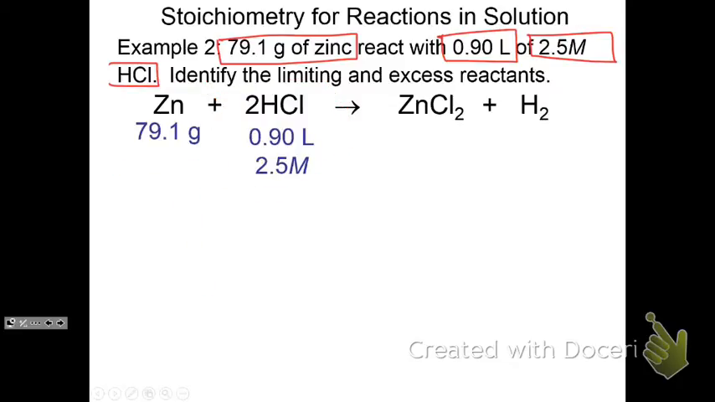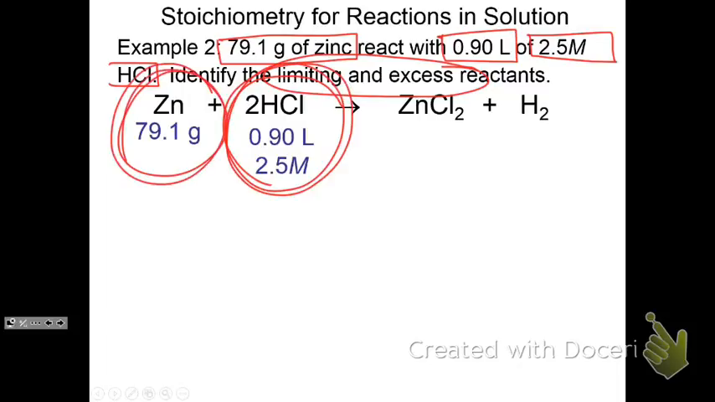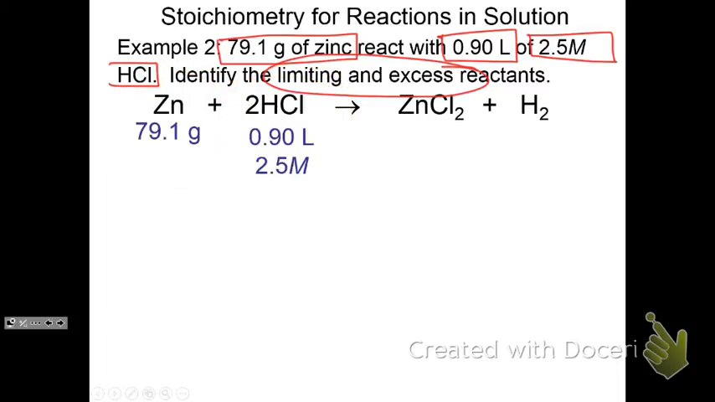First thing I need to do if I'm trying to identify limiting and excess reactants is I gotta find moles. I need to know moles of both of my reactants before I can answer that question. So that's exactly what I'm going to do. To find moles of zinc, that's a pretty simple flip. We've been doing that forever. All I'm going to do is take the 79.1 grams of zinc and just quickly convert to moles.